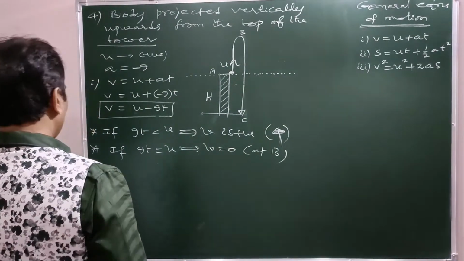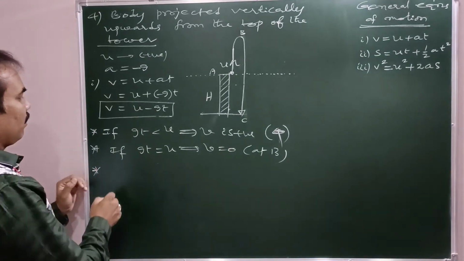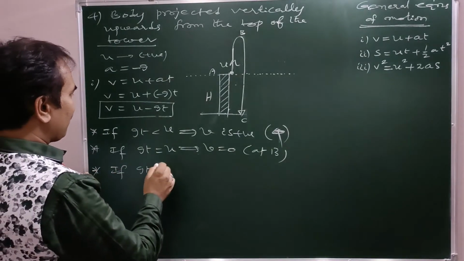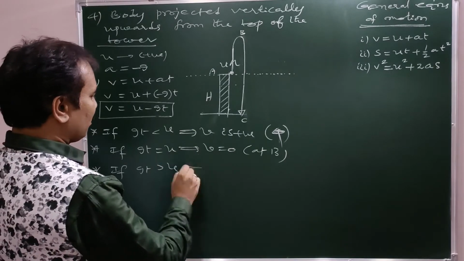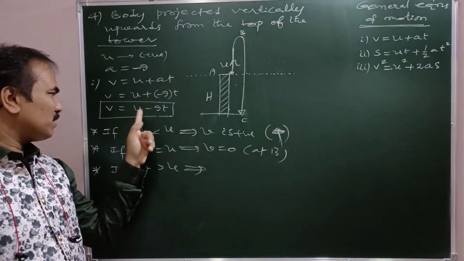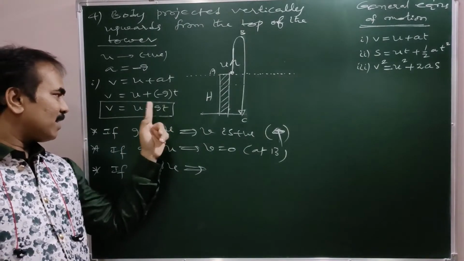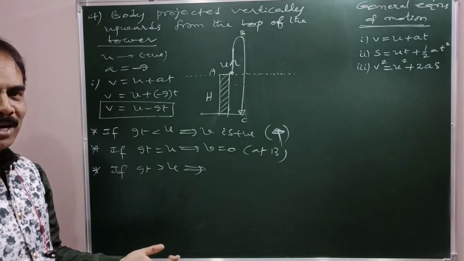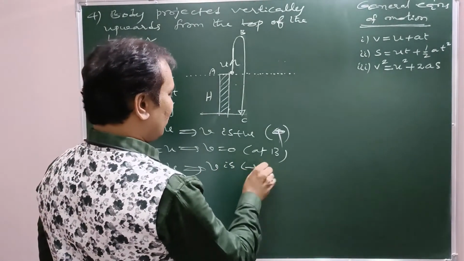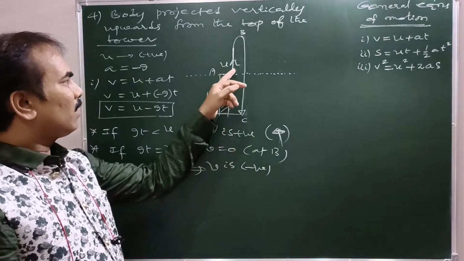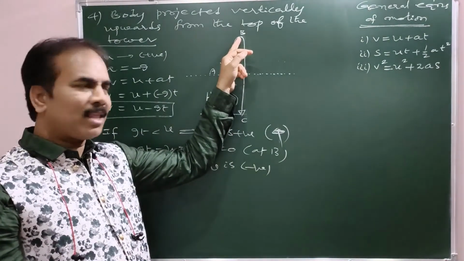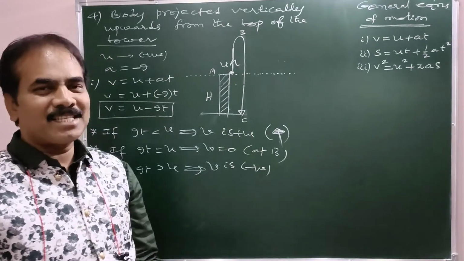Okay. Now, if gt is greater than u, then v becomes, see this is positive, this is negative. So the negative value is greater than the positive value. Therefore v is automatically negative. V negative means the body is reaching the highest point, and furthermore the body is retracing. That is the name.